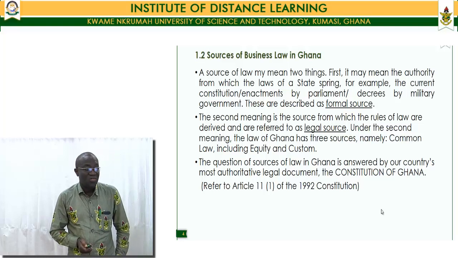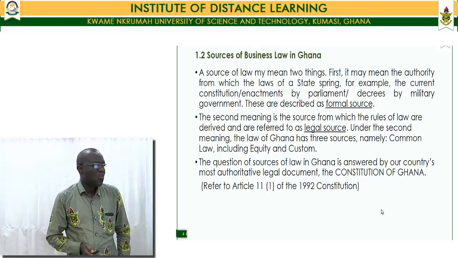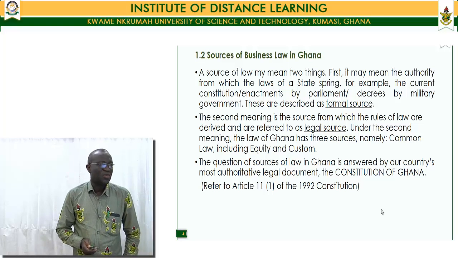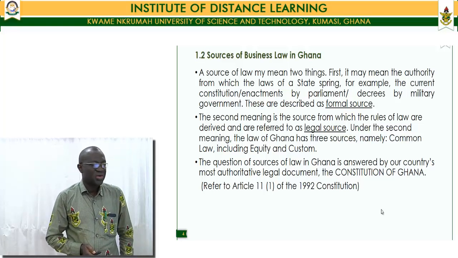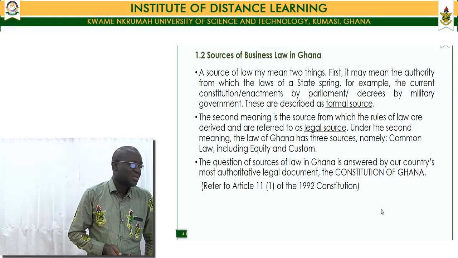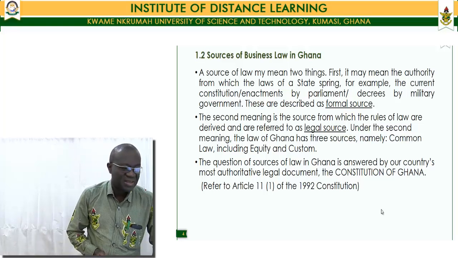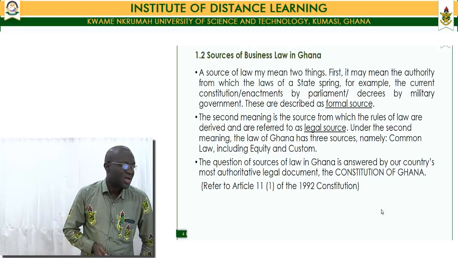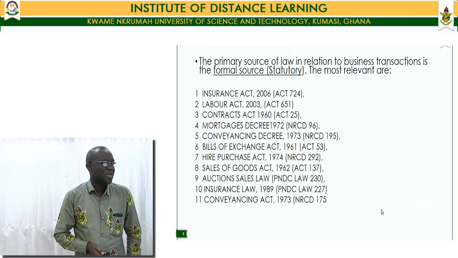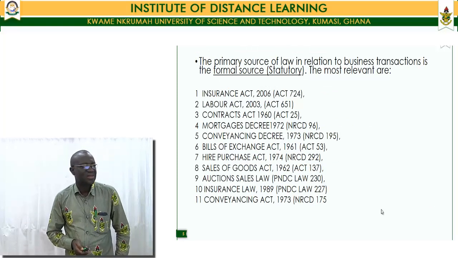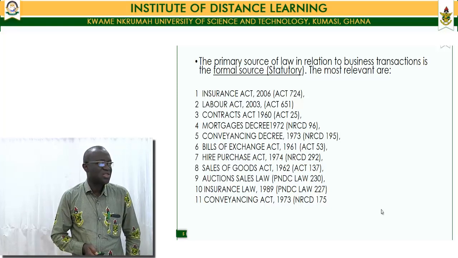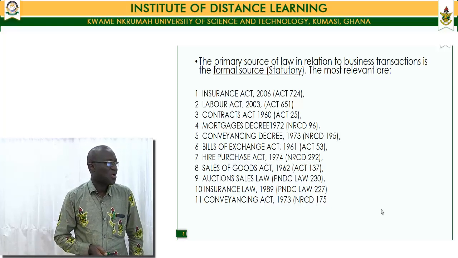So under the second meaning, the law of Ghana has three sources, namely the common law, including equity and customary law. And the question of source of law in Ghana is answered by our country's most authoritative legal document, the Constitution of Ghana. So when you refer to Article 11, Clause 1 of the 1992 Constitution, the sources of law in Ghana have been provided. You can read that. Everybody needs to refer to the Constitution and look at the sources well provided, explicitly displayed in the book. And the Constitution is the supreme law of our nation. It's the highest law that we all obey.